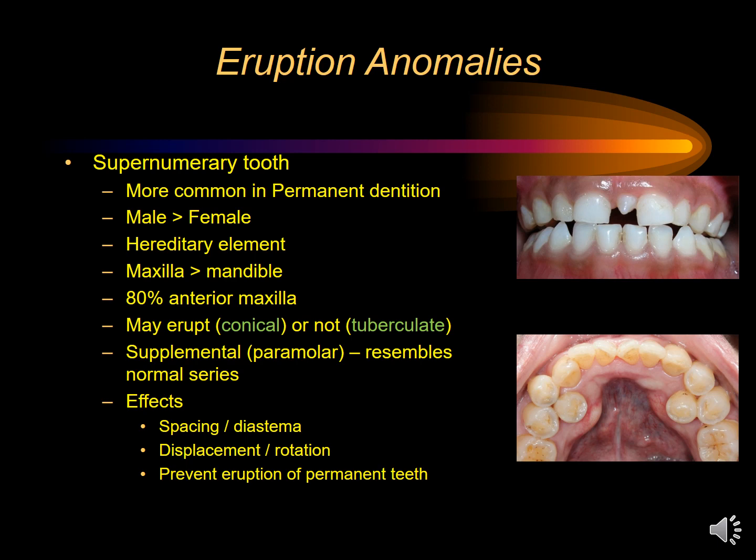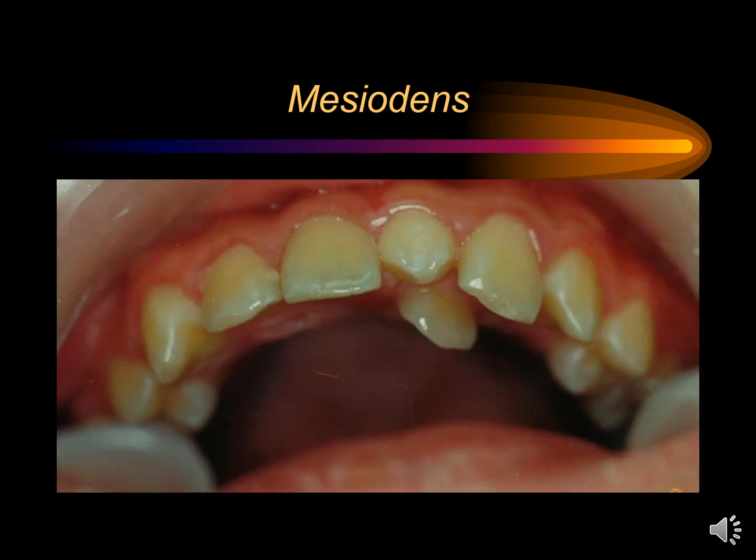Now, the effects of supernumerary teeth are that it can cause spacing or diastema. It can cause displacement or rotation of the permanent teeth, and it can also interfere with the eruption of permanent teeth. This is the picture of a mesiodens. As we can see here, because the mesiodens has taken the place of the upper left central incisor, the upper left lateral incisor does not have space to erupt in the arch and has been displaced palatally.